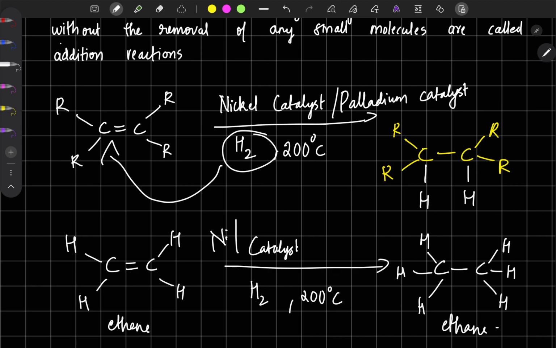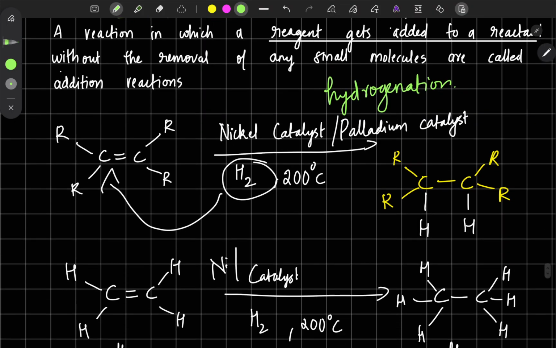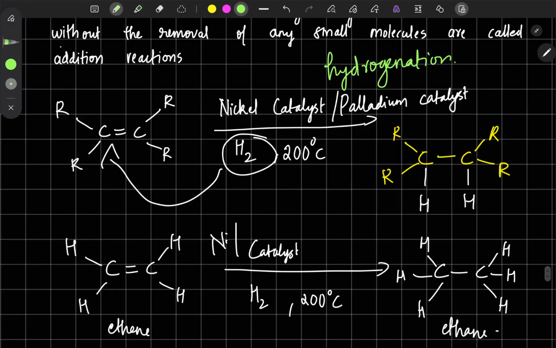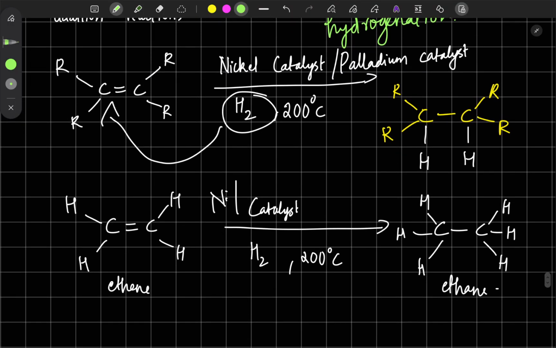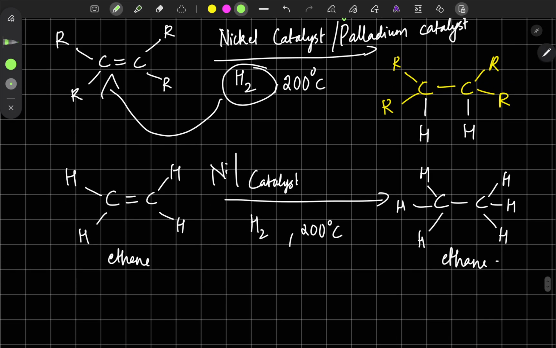So basically here we are only studying one example, and that example is hydrogenation reactions. These reactions are also called hydrogenation reactions because hydrogen is getting added to the compound. So this is all we need to study. An industrial use of this hydrogenation is that people hydrogenate vegetable oils. You might have seen or used vanaspati, that is like a solid type of thing, similar to butter.